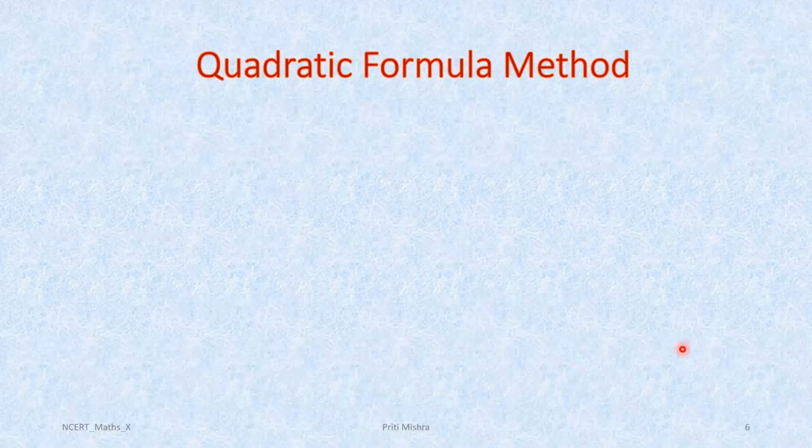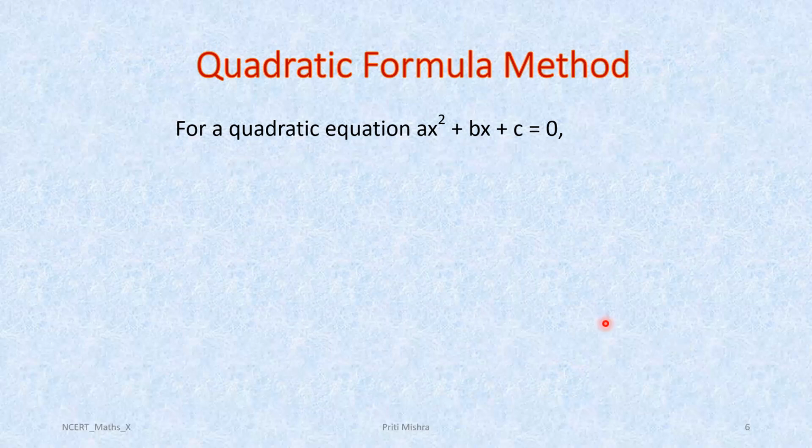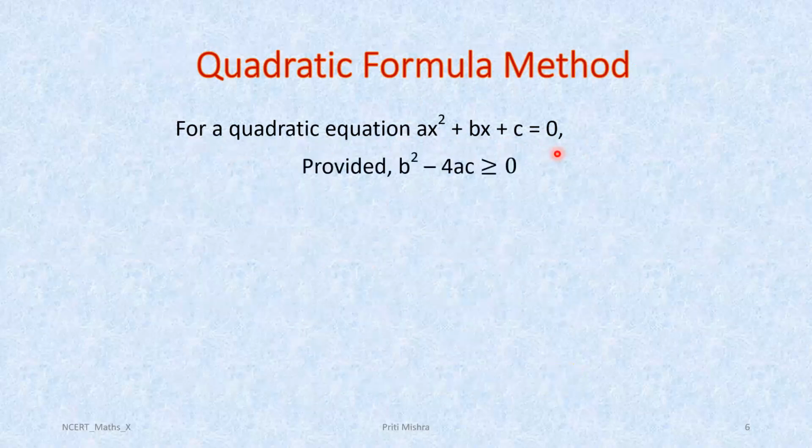Now let's come to our next method, which is the quadratic formula method. For that we need to consider a general quadratic equation, ax² + bx + c = 0. This is a general quadratic equation. And here you can see x² has coefficient a, x has coefficient b, and c is the constant term.